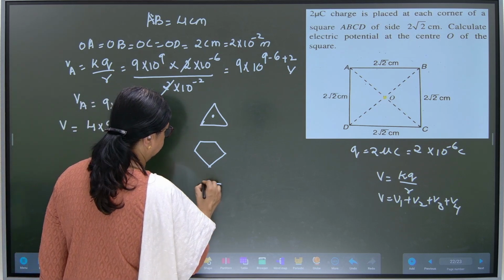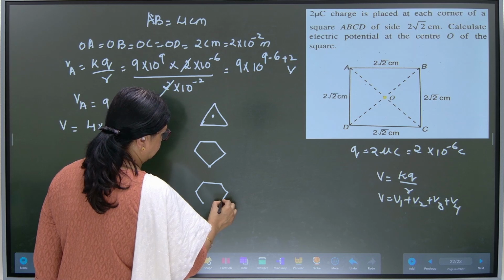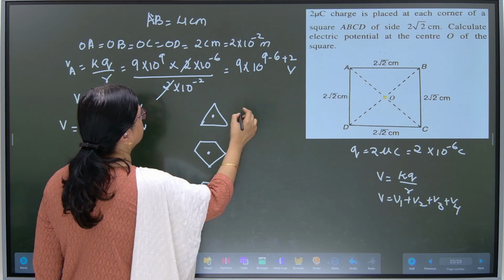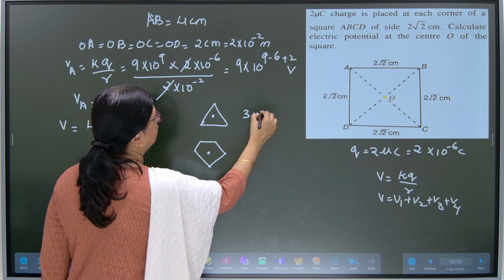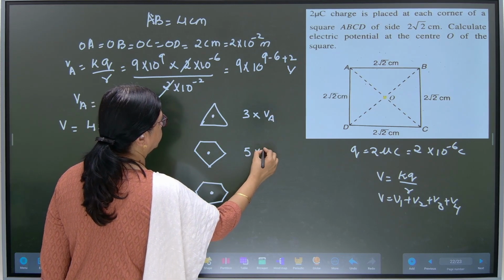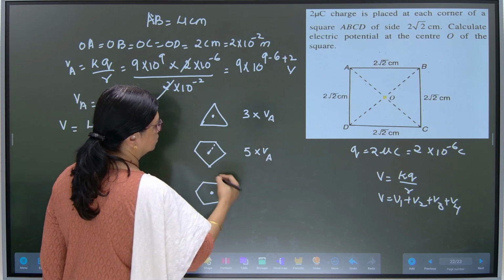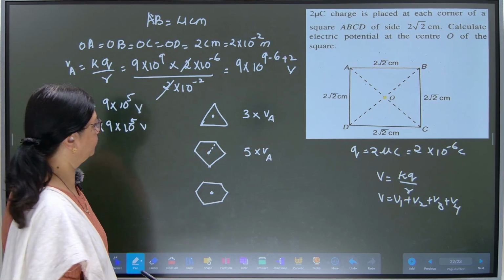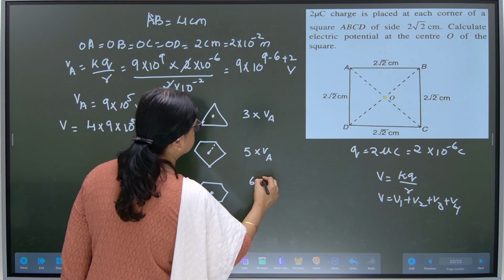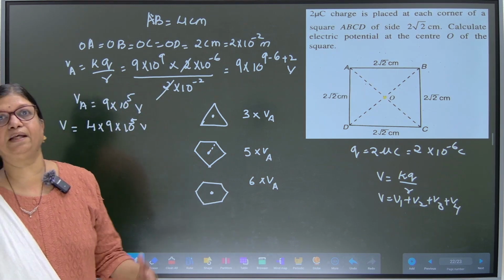For a hexagon also, the distance from the center would be the same. So here, we have to multiply 3 into VA. Here 5 into VA, just finding out one of the diagonal half, or the distance from center to the vertex. 6 into VA.